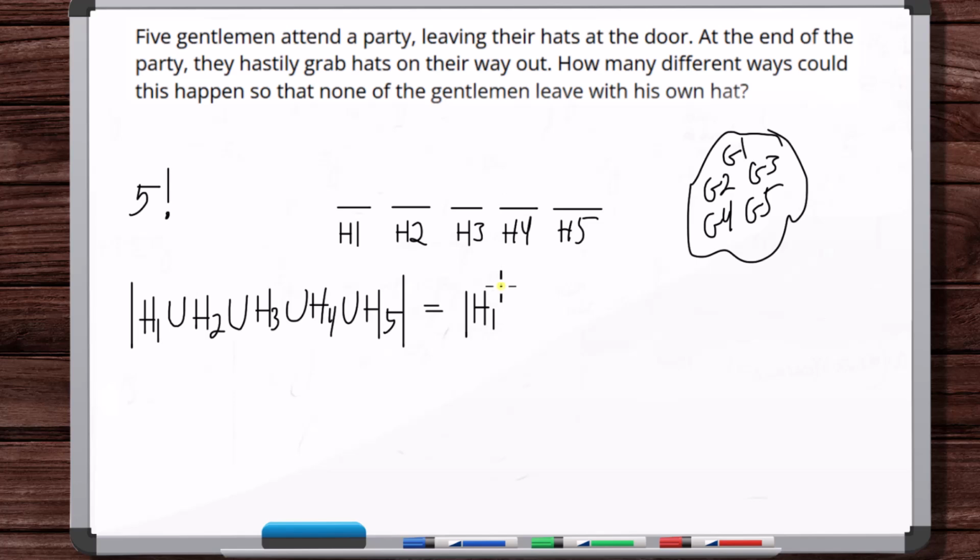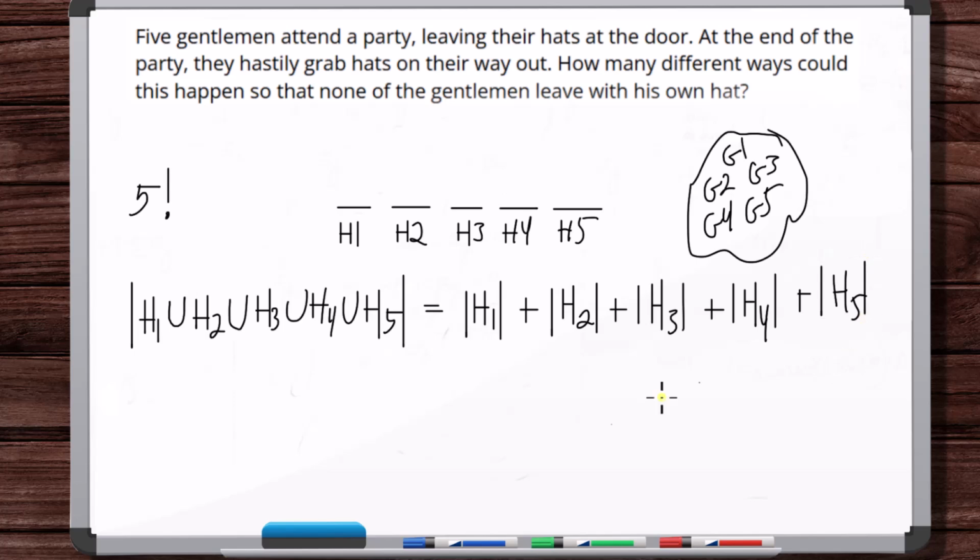Okay, so we know the general formula for this. We start with the total number of elements in H1 plus the total number of elements in H2 plus, and so on. We start here. What are the total number of cases where gentleman 1 has his own hat when they leave and pick up their hats? So gentleman 1 comes here. That's there for sure. But these can be anything. We're left with gentlemen 2, 3, 4, and 5 in any order, whatever.